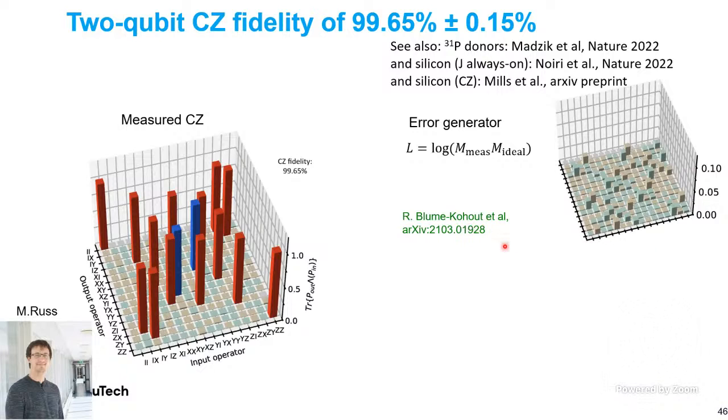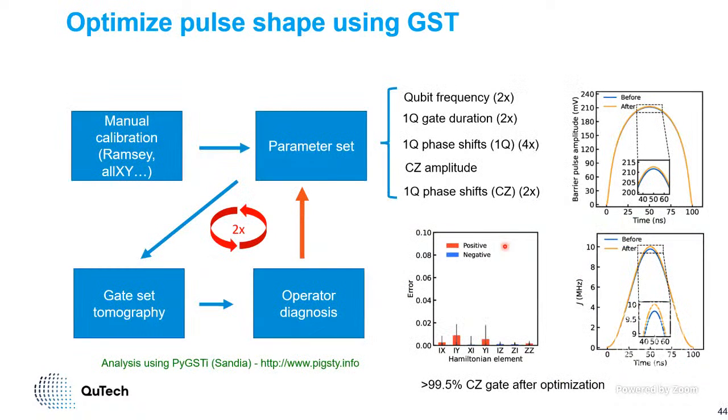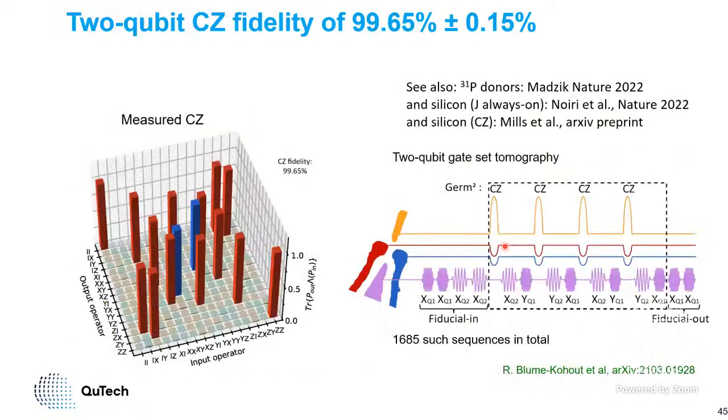If you were to then use these calibrated gates and do randomized benchmarking, would you get fidelities that agree with the fidelities that you get from GST?